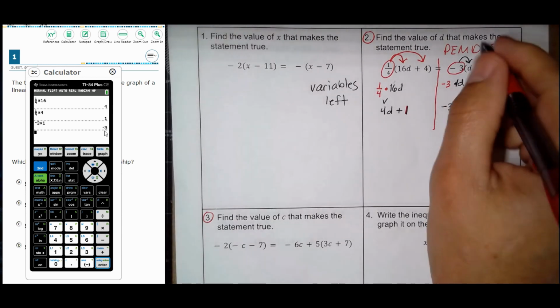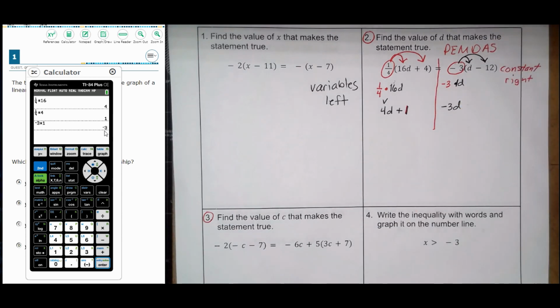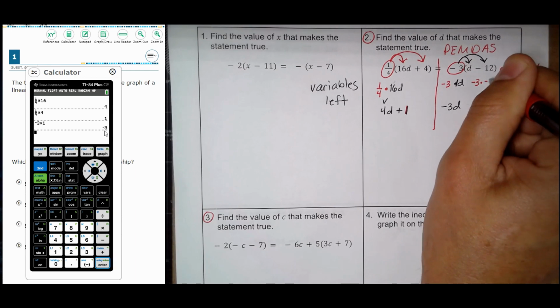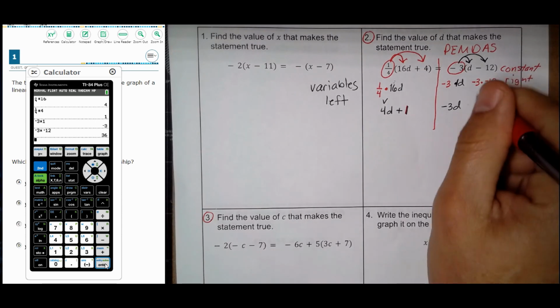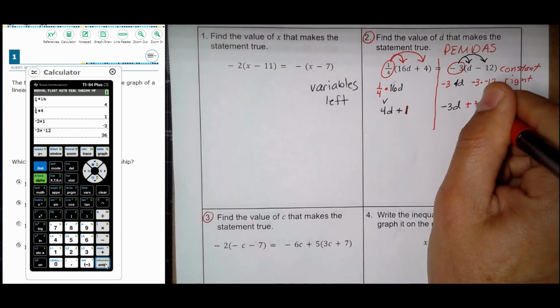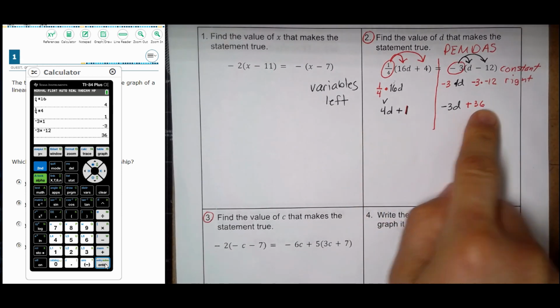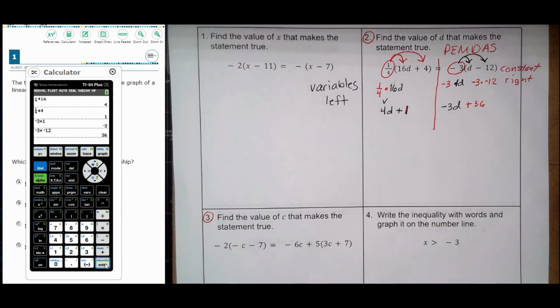Then I'm going to take this negative 3 and multiply it times negative 12. So now we have two constant values being multiplied. So negative 3 times negative 12. And we can check that in the calculator. Negative 3 times negative 12. And it gives me positive 36. And that's because a negative times a negative is a positive. Now this has just turned into an 8th grade math problem, right? So we have 4d plus 1 and negative 3d plus 36.